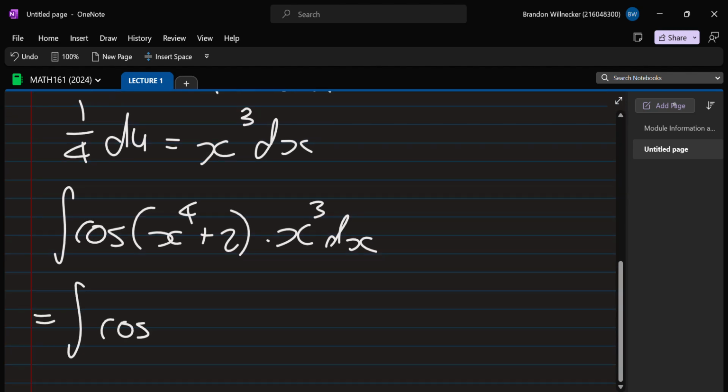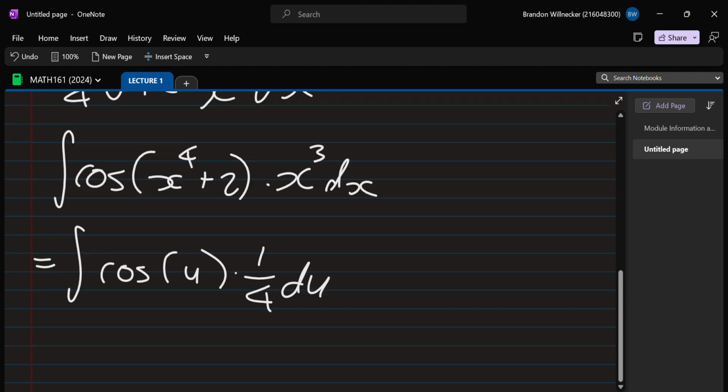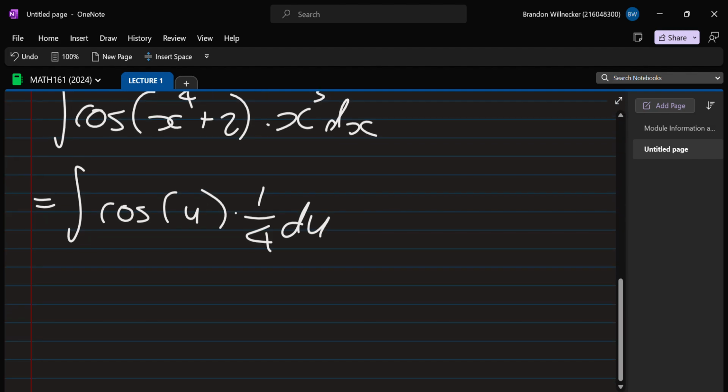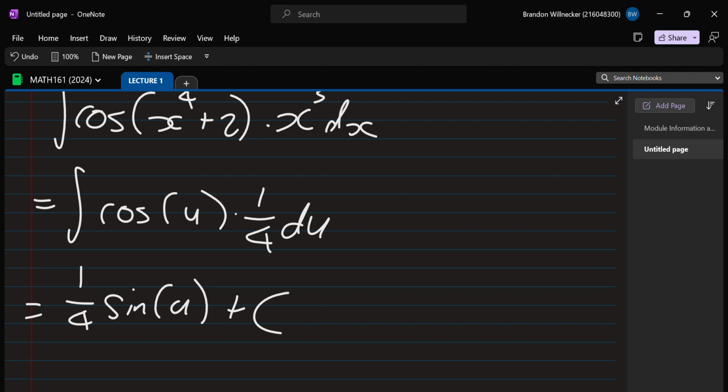So we have the integral cos of u, right? That's what we set our u to be. X cubed dx, that's going to become 1/4 du. So you put the whole 1/4 du down. Like that. Now this is easy. Forget the quarter, that doesn't make a difference. We're integrating cos. What's the integral of cos? Sine. Yeah. So that's going to be sine. And then the quarter, we just put that in front. So it's going to be 1/4 sine of u, don't forget the plus c.